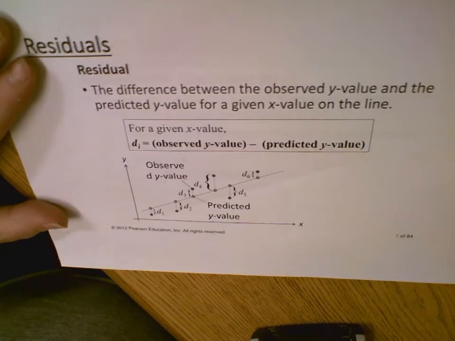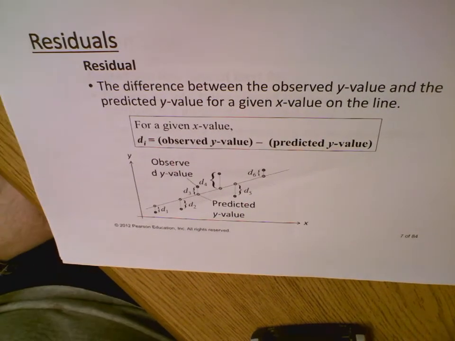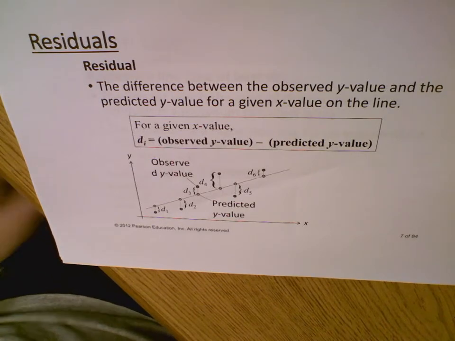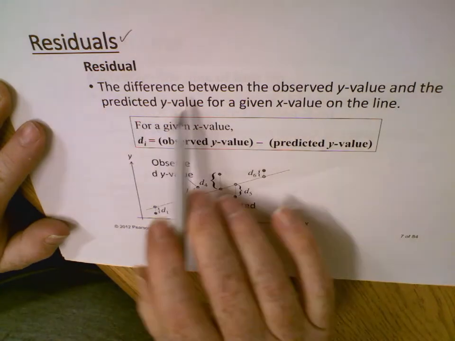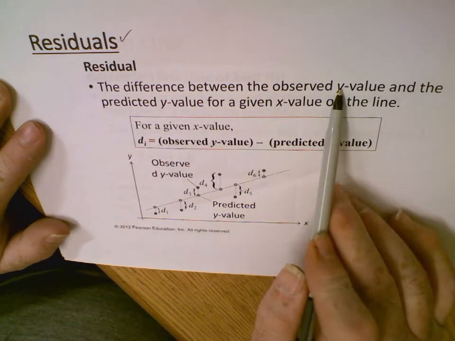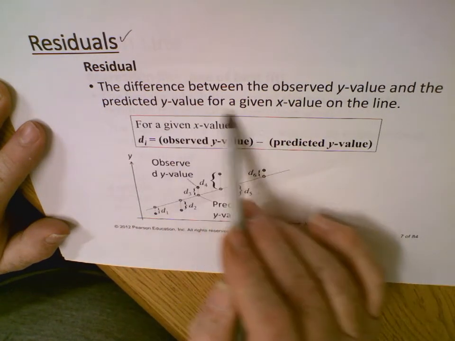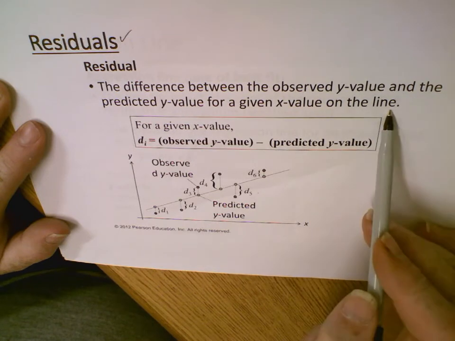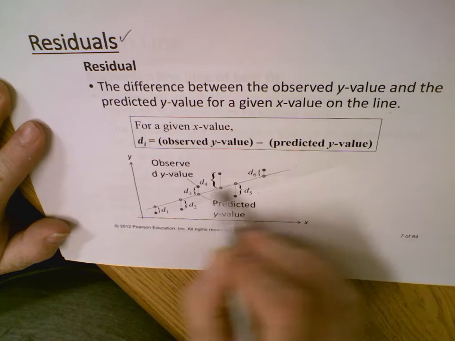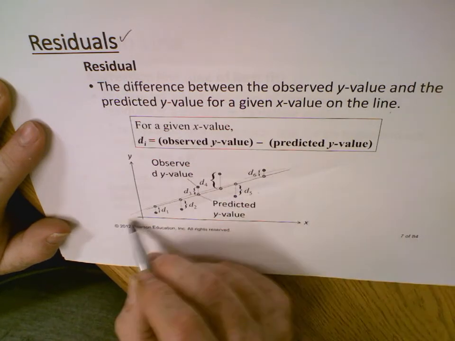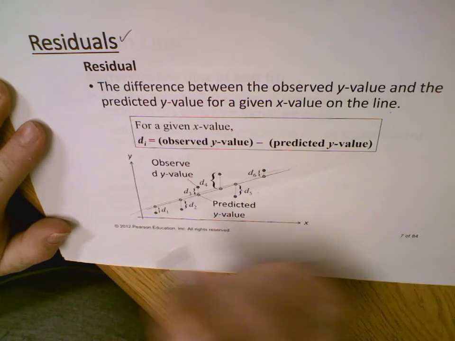To get that line of best fit, first thing you have to do is find residuals. A residual is the difference between the observed Y value and the predicted Y value for a given X value on the line. So we're looking at this line, and last time we just drew in whatever line we thought was close.